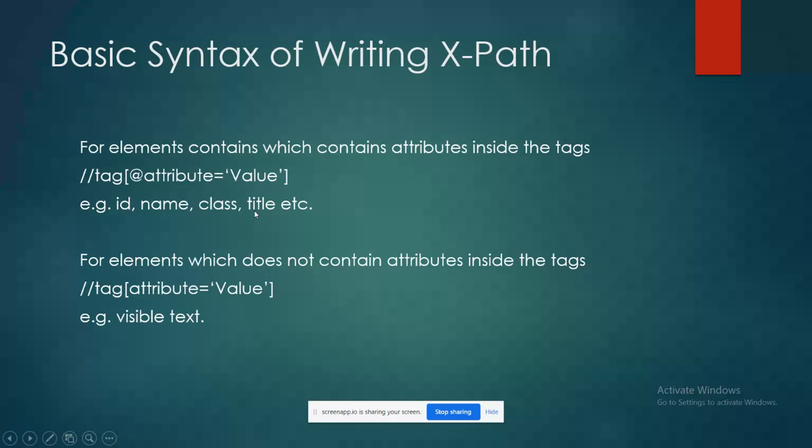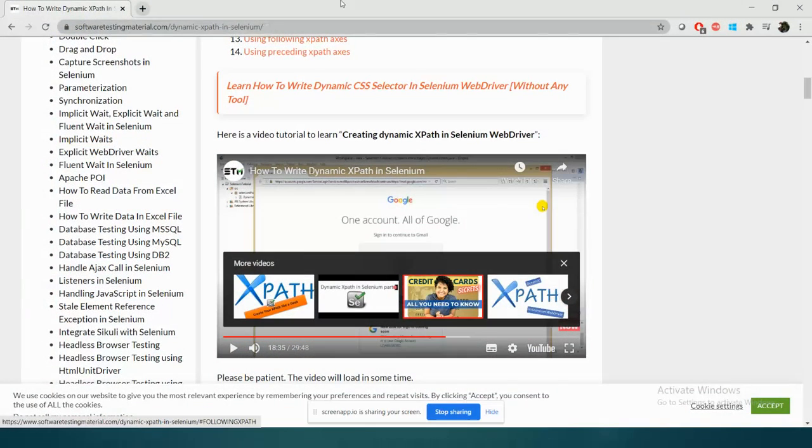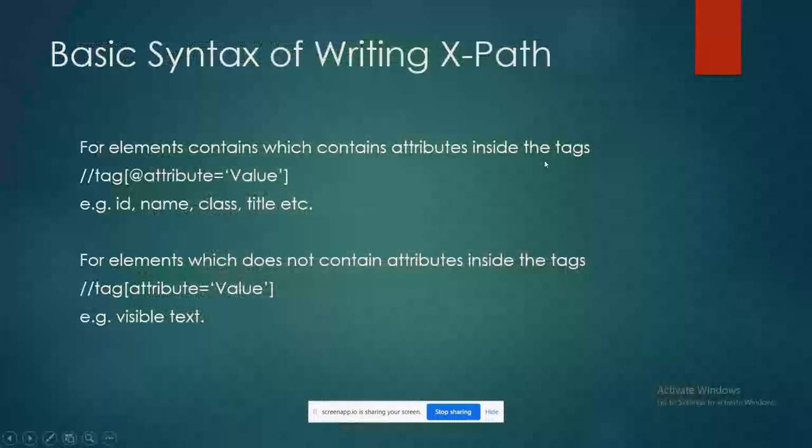But sometimes we see that no ID, name, class or anything similar is present, but only visible text is present. In that case, as the visible text is not an attribute inside the tag, instead of at the attribute, we write only text, and we remove the at the rate. The rest of the value will remain the same. So this is that kind of XPath technique. I will show you some of the techniques in a later video.